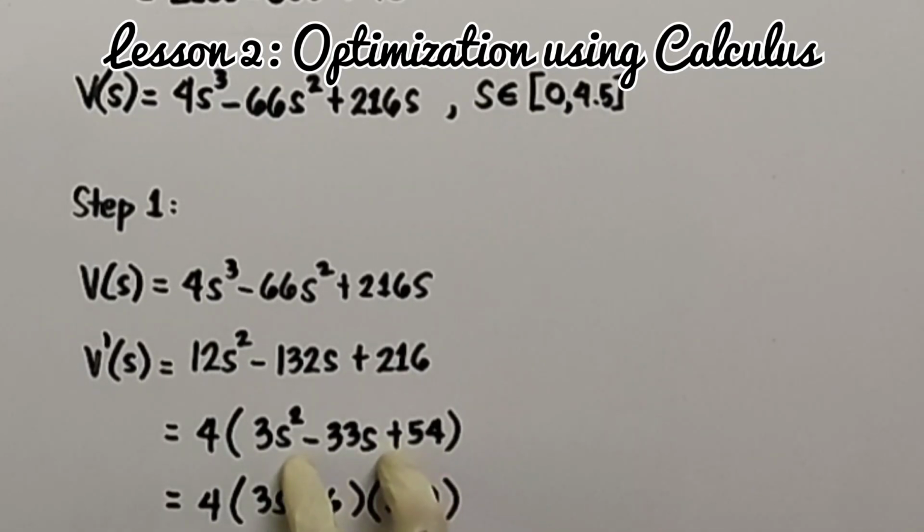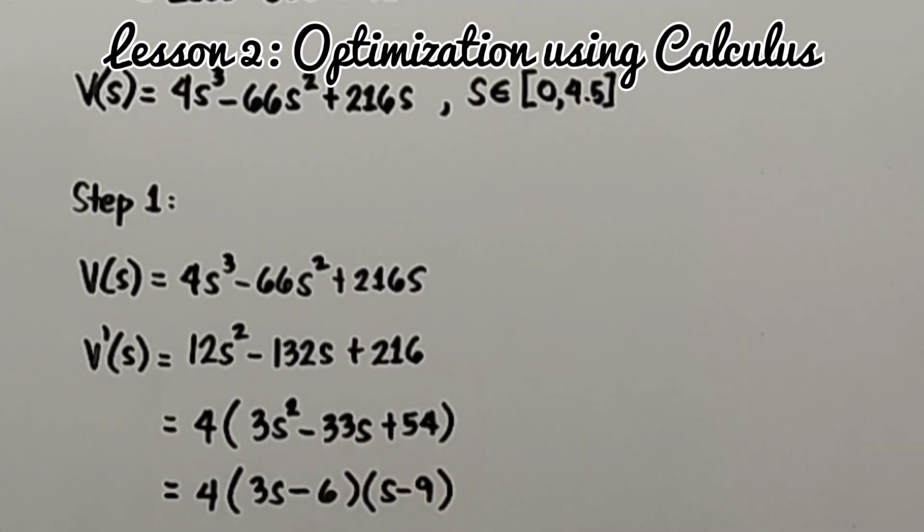And we can still factor this trinomial. So we have 3s times s. We will now get the factors of 54 such that if we get the inner and the outer product, the answer is negative 33s. So the factors of 54 are negative 9 and negative 6. And if we get the inner and the outer product, this is negative 6s, and this one is negative 27s. Negative 6s and negative 27s is equal to our middle term, which is negative 33s. So this is now the factored form of the first derivative of the function v.